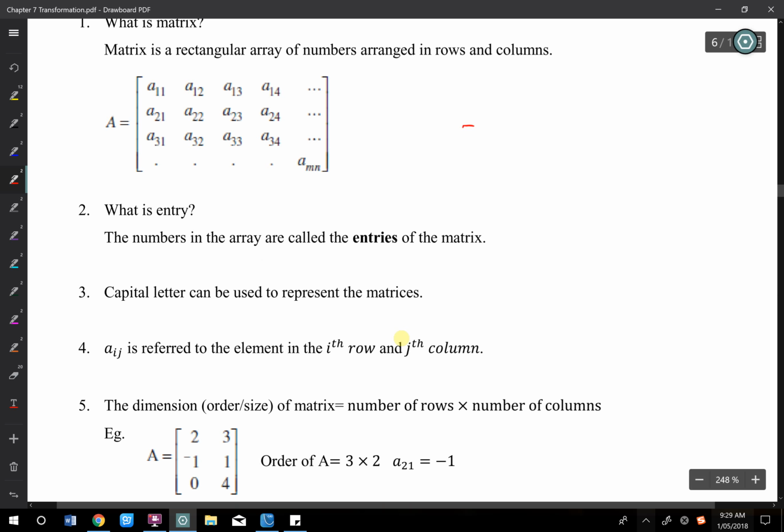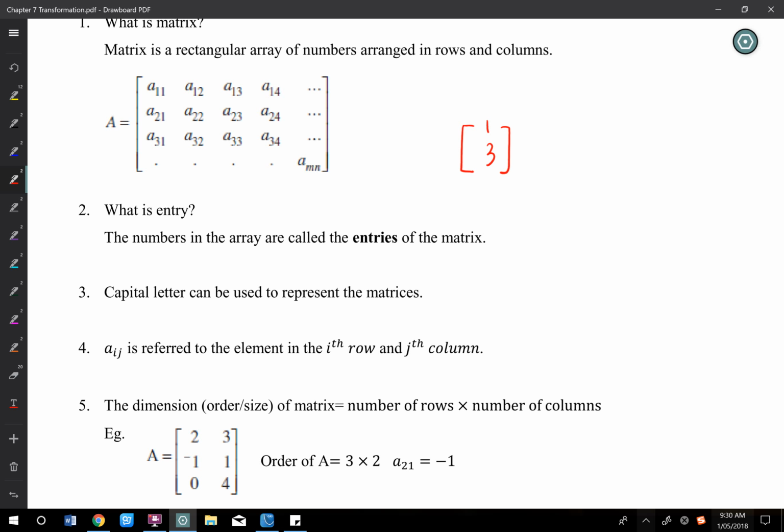As an example of a matrix, I can have 1, 3. That can be a matrix. I have 2 rows and 1 column. I just arrange the numbers in this particular way. Why we arrange them this way, I will explain later, but first of all, you know what a matrix is.